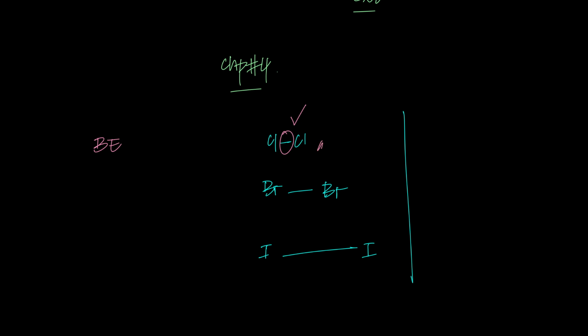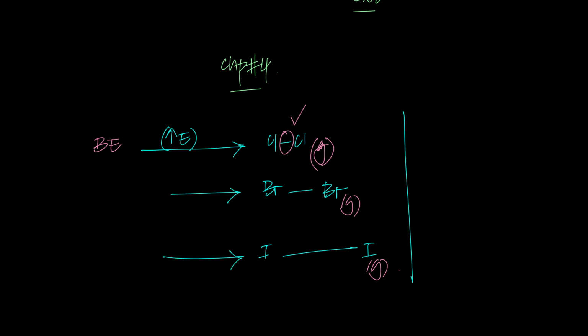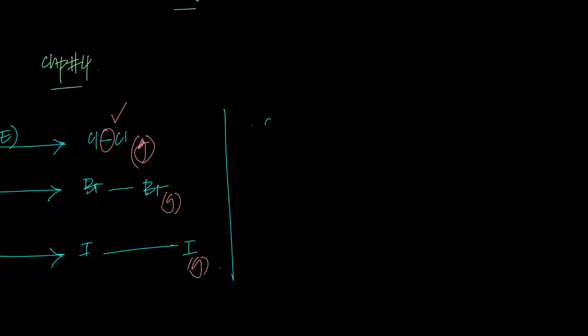Let's assume they're all in their gaseous state, just assuming. So to break this bond, you'd require a higher energy, right? And then to break this bond, relatively lower energy, and to break the I bond, the lowest energy. We had already studied this because chlorine is smaller in size, and so it has a shorter bond length. A shorter bond forms because the shared pair of electrons and the nuclei are pretty close to each other because of the smaller size. So the bond length is shorter.